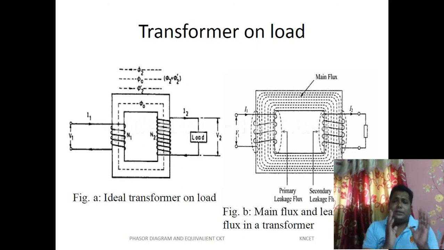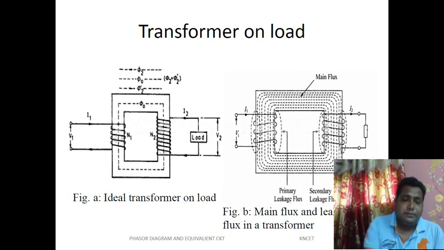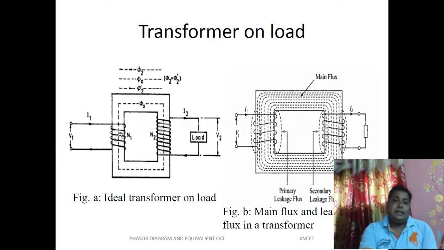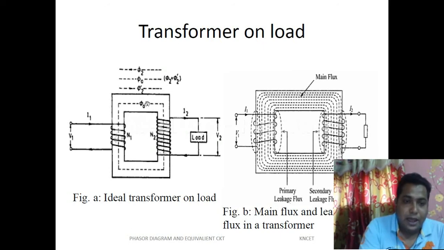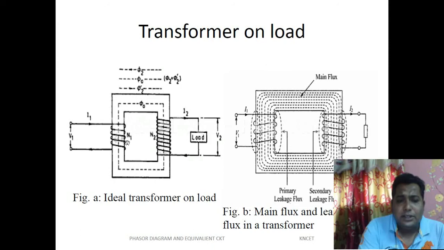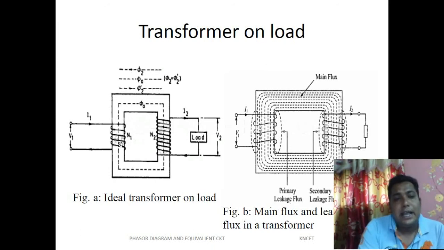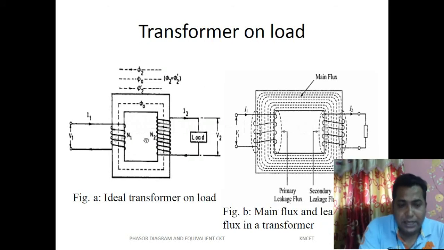First see the left hand side diagram. Just visualize one thing, if you follow my pointer: V1 supply is given, due to that an I1 current is flowing, and due to this I1 current a flux is generated, which we name phi naught. Due to that phi naught there is an EMF generation, E1 in the primary side and E2 in the secondary side, and as you can see in the diagram, it is a step up transformer.